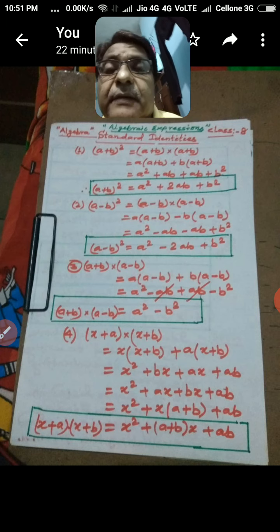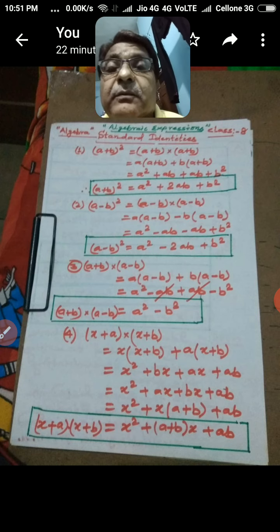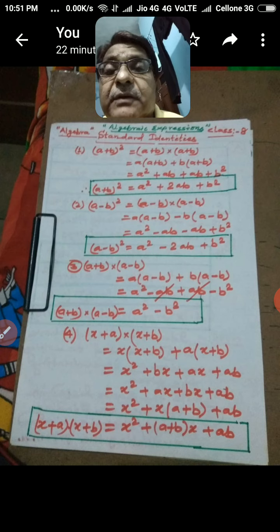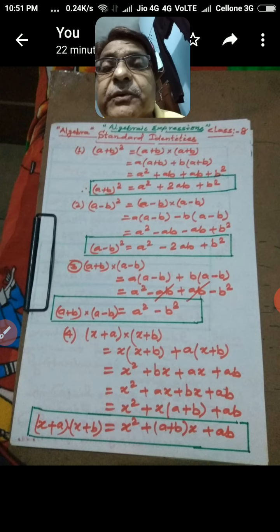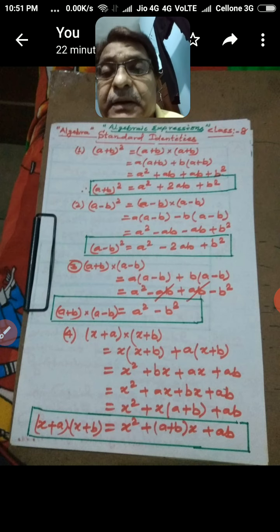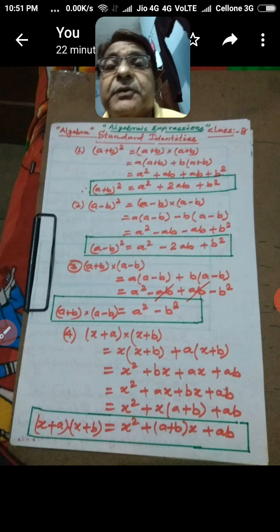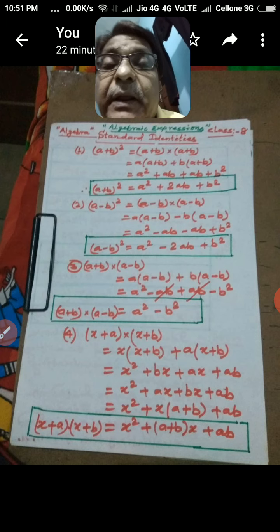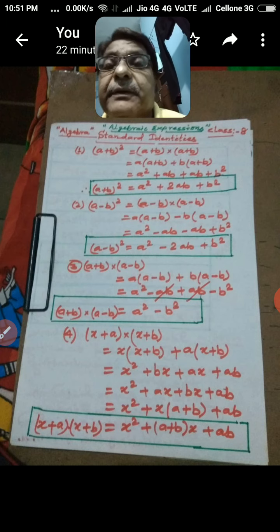Students, here I have a long experience of this topic, continuing to teach in class 8 since many years back. So many times I have observed students get confused when it is asked what is the difference between a plus b whole square and a minus b whole square. So they don't remember which sign should be where. So you note it in this way. There is a difference in sign only in one term, that is the 2ab term.